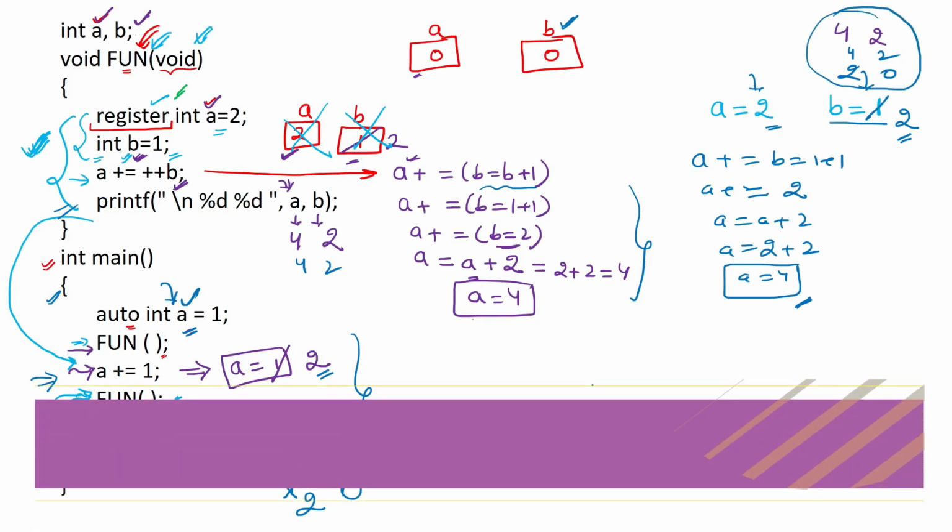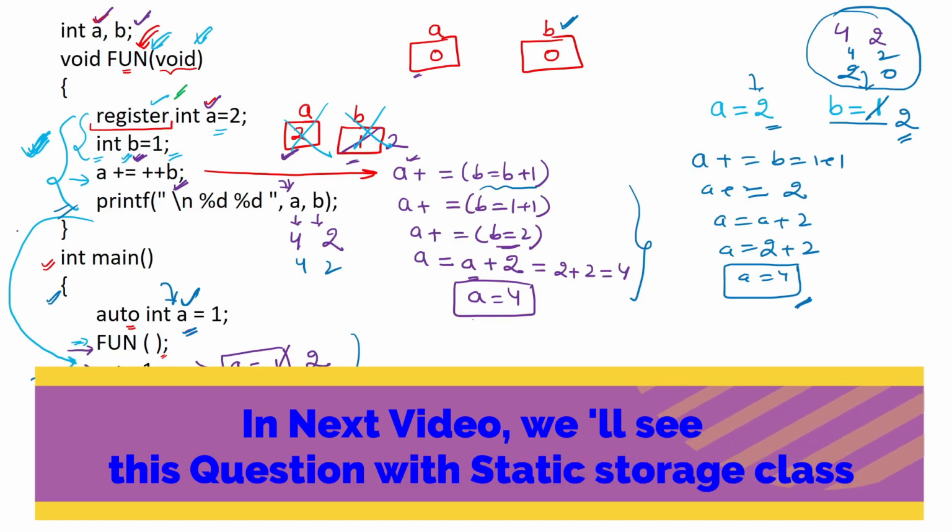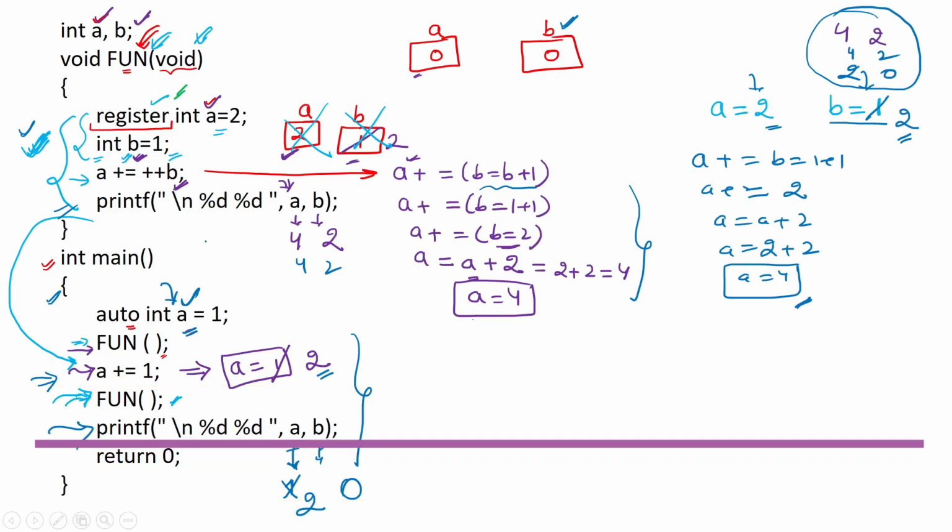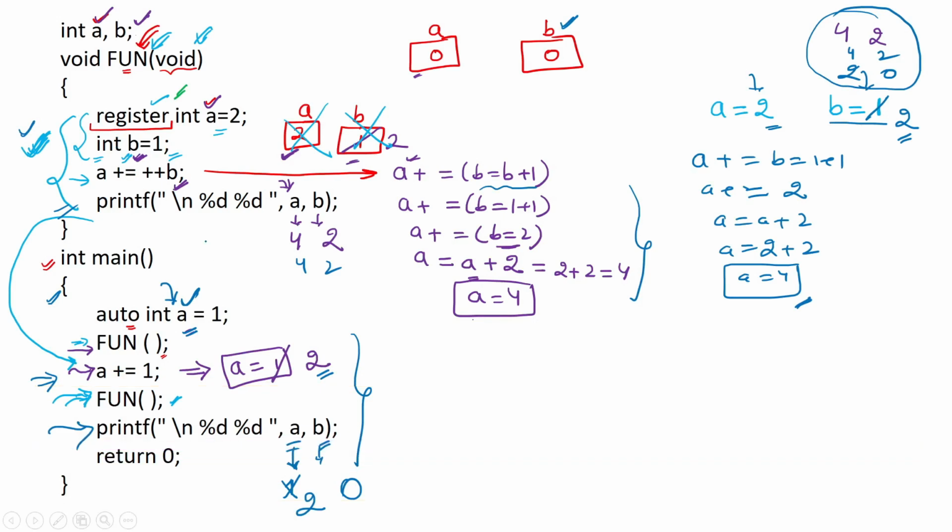So I hope you have understood the explanation, and what the important thing was that register and automatic variables, they are created every time whenever we are entering inside the function body. Okay, and they are deleted when we return from that function body.